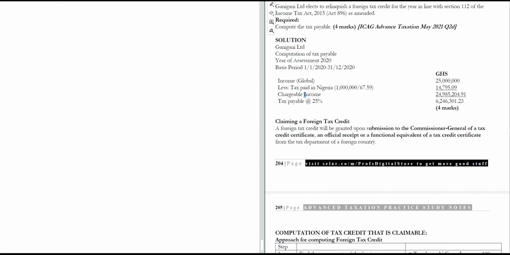That's fine. So if you are claiming a foreign tax credit, you will be granted this credit upon submission to the Commissioner General of a tax credit certificate from the other country, or an official receipt or a functional equivalent of a tax credit certificate from the tax department of a foreign country. So it means that even if there's no DTA with Ghana, if you can provide a tax credit certificate or an official receipt or an equivalent of a tax credit certificate from the tax department or the competent authorities of the other country, then you get that deduction or you get that credit. Please, is that okay? Is everybody okay?